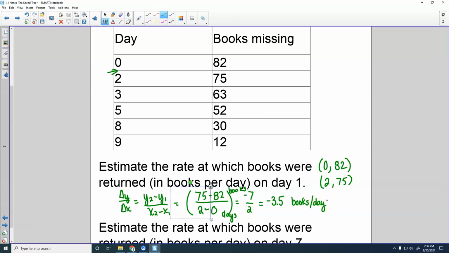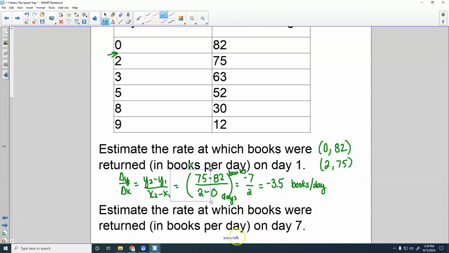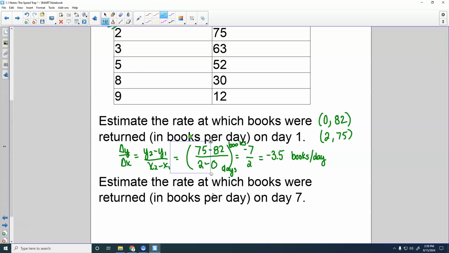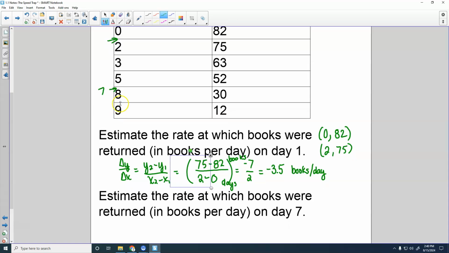Okay, why is it negative? Because there are less books. So we're decreasing, right? So our slope is going to be negative because our values are decreasing. Very good. We want to also estimate the rate at which books were returned on day 7. So if we're wanting to use day 7, 7 falls between 5 and 8, but not perfectly. At least up here, 1 was halfway between. This is not perfectly between, but it's still the best we can do, to go between 5 and 8.